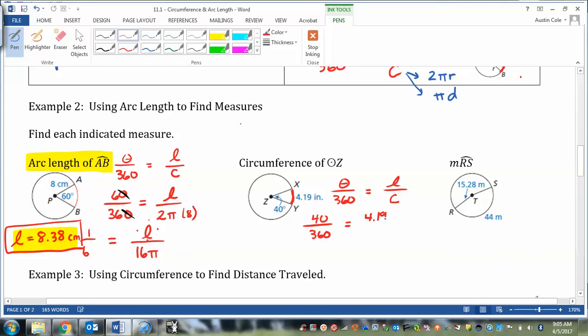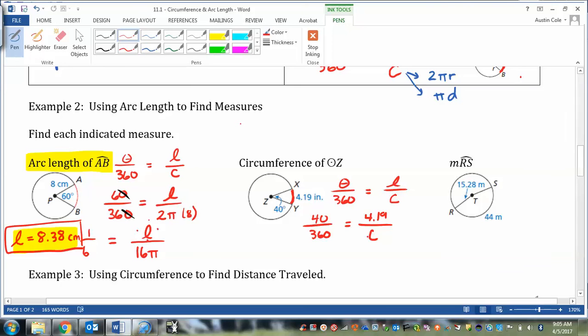4.19 over the circumference. Now, should I put 2 pi r here or pi d? Pi d, because you don't know. Or c? C. We're asking for the circumference here, aren't we? So let's just put c here. Now, if it was asking for the radius, what should we put in there? Probably 2 pi r. If we're asking for the diameter, put pi d in there. If they're asking for the circumference, let's just put circumference.